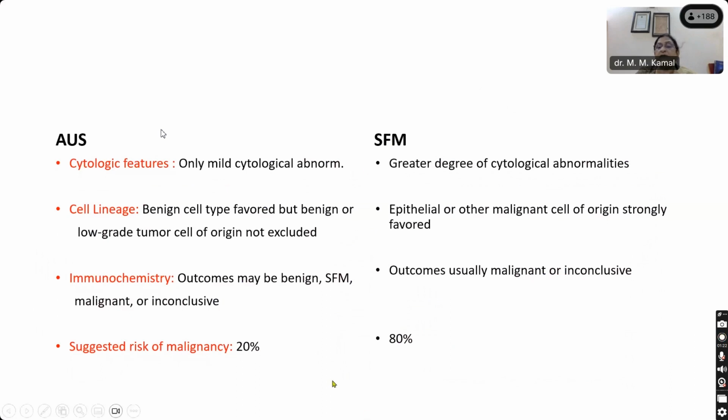Now just summarize this, AUS versus SFM. Ma'am, in case of AUS, only mild cytological abnormality can be seen, whereas in SFM, a greater degree of cytological abnormalities. When we come to the cell lineage, benign cell type is favored in AUS, but a benign or low-grade tumor cell of origin is not excluded. But in suspicious for malignancy, an epithelial or other malignant cell of origin is strongly favored. In immunochemistry, outcomes may be benign, malignant or inconclusive in case of AUS, and in case of SFM, outcomes usually are malignant or inconclusive. The suggested risk of malignancy in AUS is 20%, whereas in SFM it is 80%.